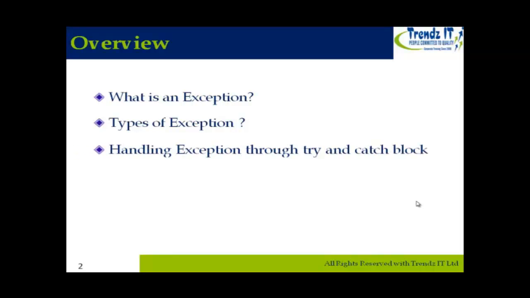Thirdly, how do we handle the exception? Through a try and catch block. Try must contain the code which may raise the exception, and catch must contain the handling code. So let us understand an example of an unchecked exception with a program.